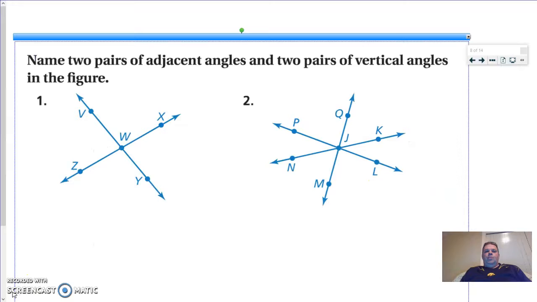Please try to name 2 pairs of adjacent angles and 2 pairs of vertical angles in each figure. Reminder, adjacent means next to, vertical means opposite. Try to do 2 pairs in each.